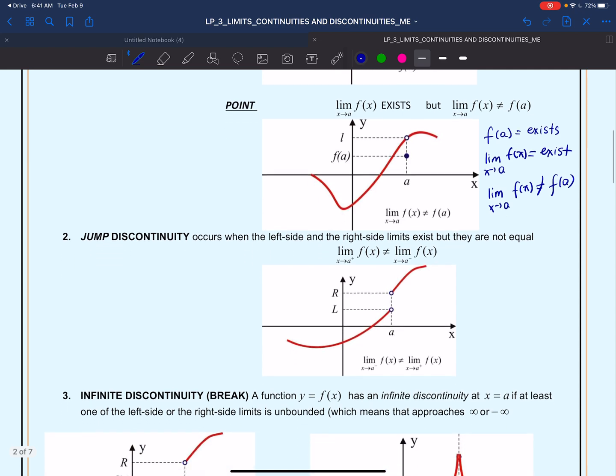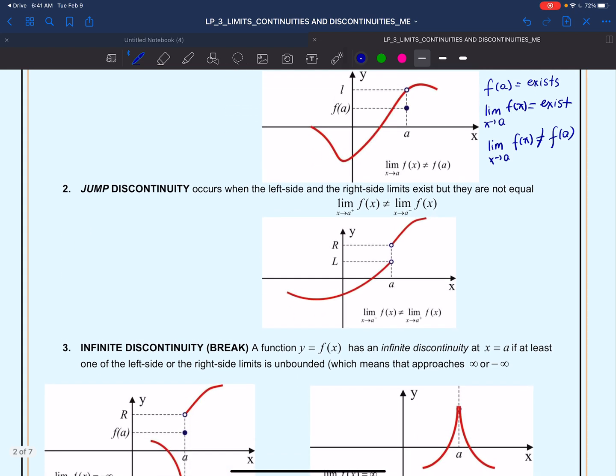The next type of discontinuity is what we call the jump discontinuity. So this is what it graphically looks like. And you can tell why we call this a jump. The reason why this is called a jump is because if you were drawing this graph, you have to jump by a certain interval, or you have to jump a set of numbers in here to continue drawing the graph of a function.